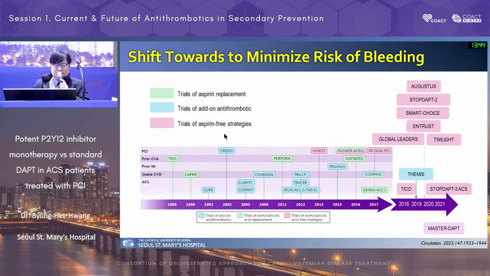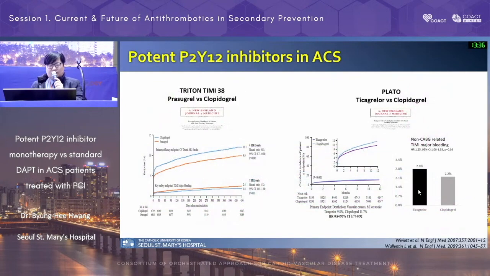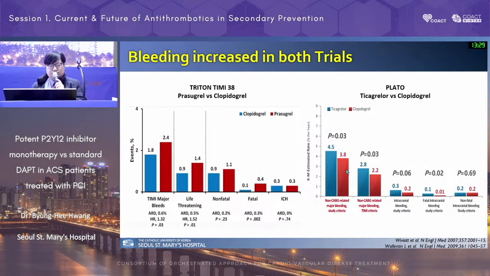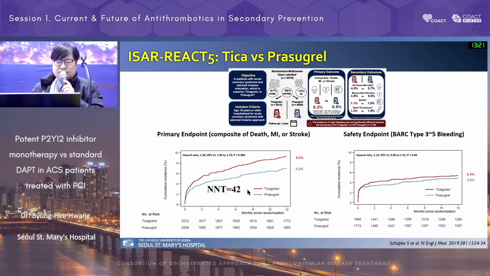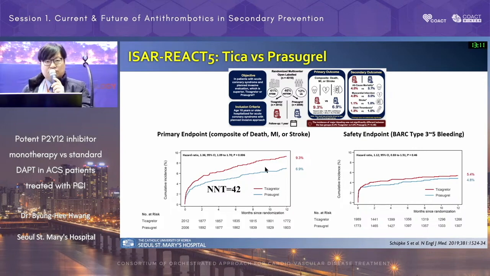As you can see, now trials of aspirin-free strategies are increasing. So this treatment team is 38 in plateau trials. Dr. Chan-Jun Kim always reviews. So I will talk about ESA-REACT 5, ticagrelor versus prasugrel. In the composite of death, MI or stroke, prasugrel showed a better effect in the primary endpoint, and in the safety endpoint, there was no difference in PARC type 3 or 5 bleeding.